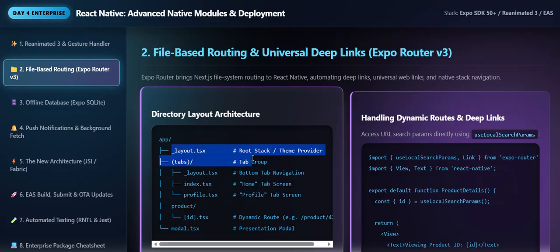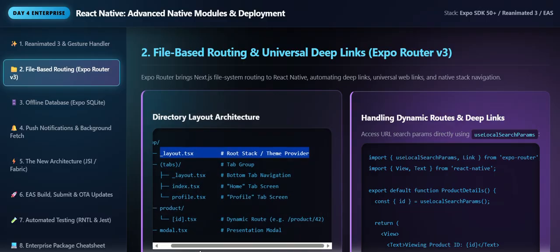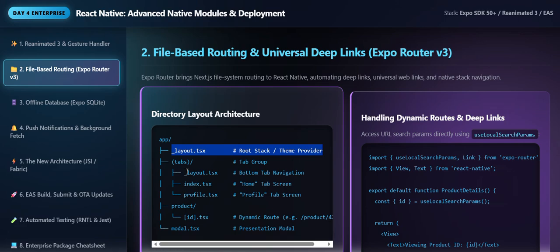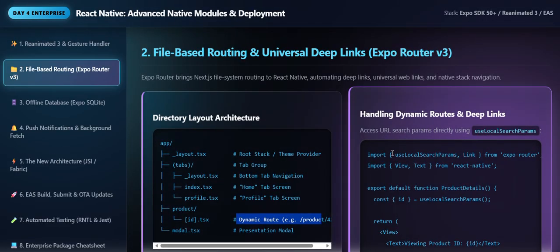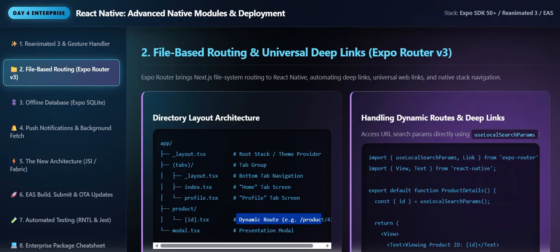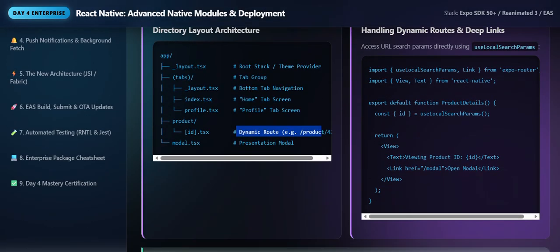_layout.tsx is the root stack, theme provider, tab, tab group. Then _layout.tsx is the bottom tab navigation, then index.tsx is the home tab screen, then profile.tsx is the profile tab screen, then [productId].tsx is the dynamic route, then modal.tsx is the presentation modal, then handling the dynamic route and deep link, meaning we have to handle such very dynamic routes with deep links also.